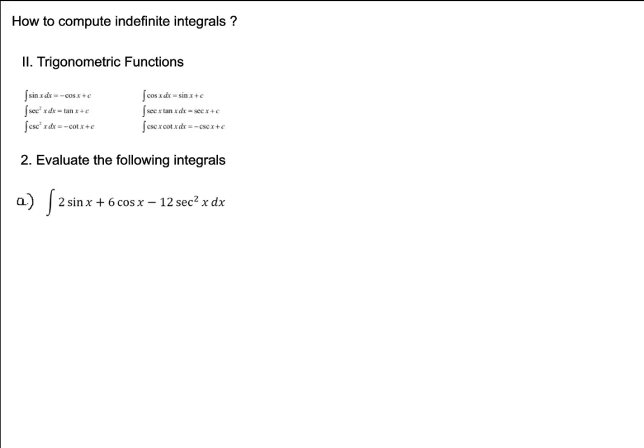Welcome to Pinoy Bix. This is the continuation on how we actually compute for the indefinite integral. The following examples involve trigonometric functions.